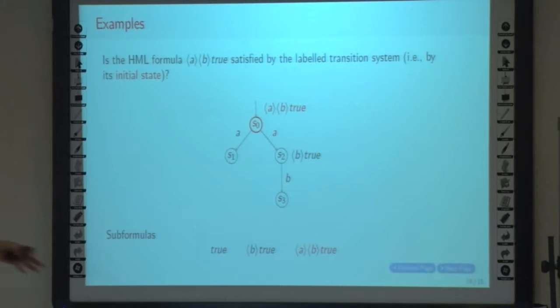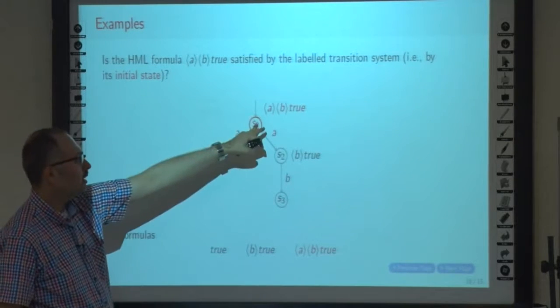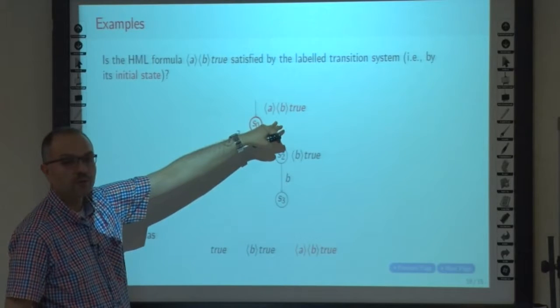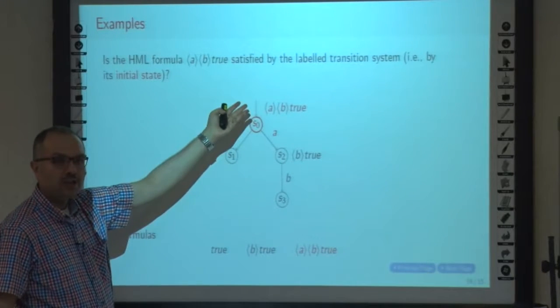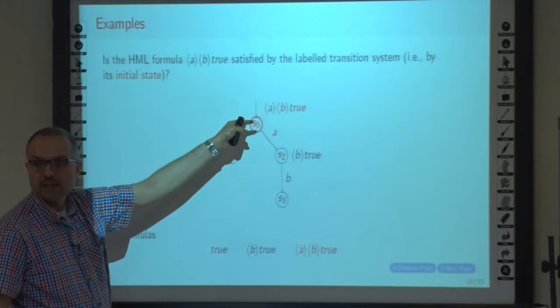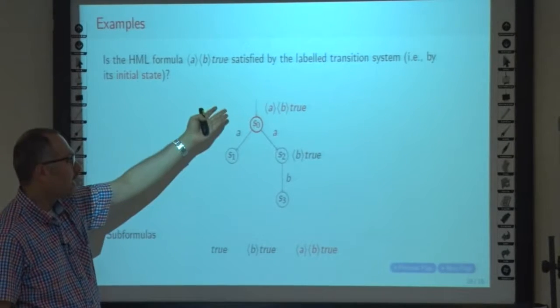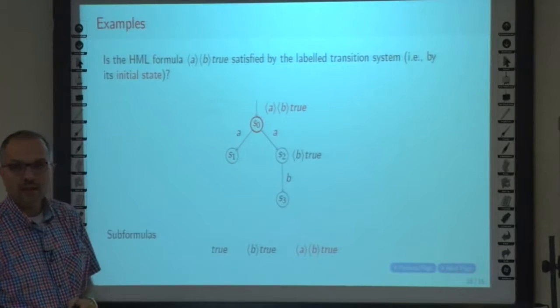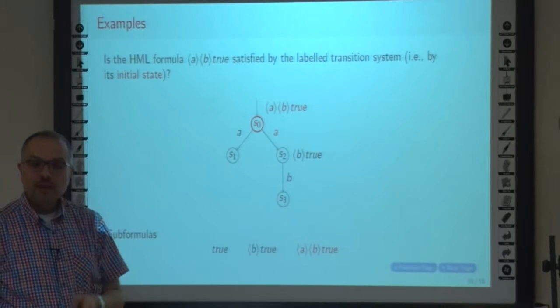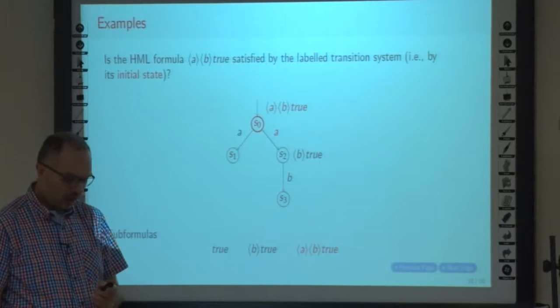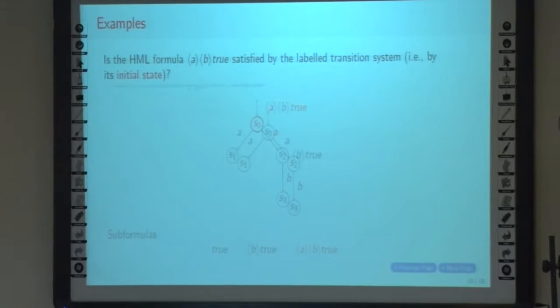And then I'm done. I've labeled all the states that satisfy the original formula. I look up and check whether the initial state is among them. In this case, it is among those. This is the only state that satisfies the formula, and thereby I conclude that the labeled transition system satisfies this formula. Okay. I guess this is a good point to stop.